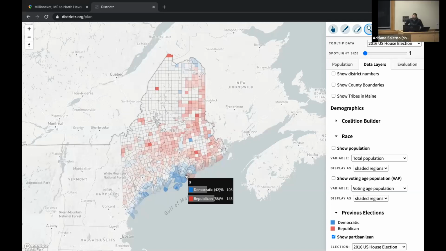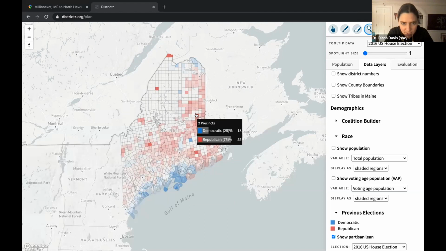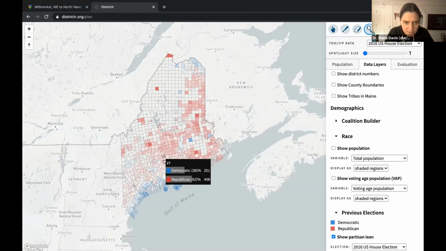Yeah. No, wait. Oh, that's how many precincts. Oh, I see. That's how many people. So there's 0 Democrats and 2 Republicans in that precinct there. So that's why it's so dark. And Lewiston is in here somewhere. But you can see sort of how it is if you hover over the correct one, and you can zoom in, which I'm not going to do, but you can.